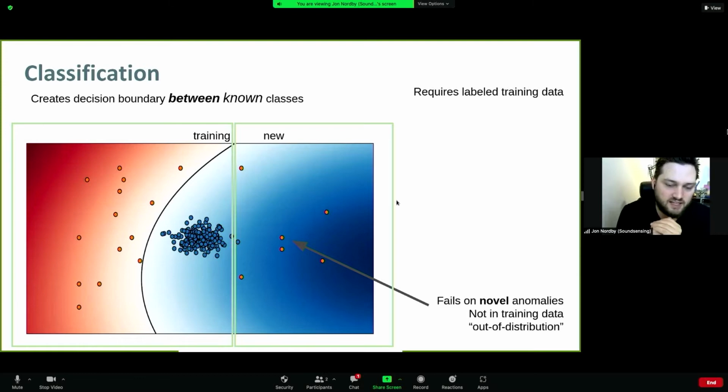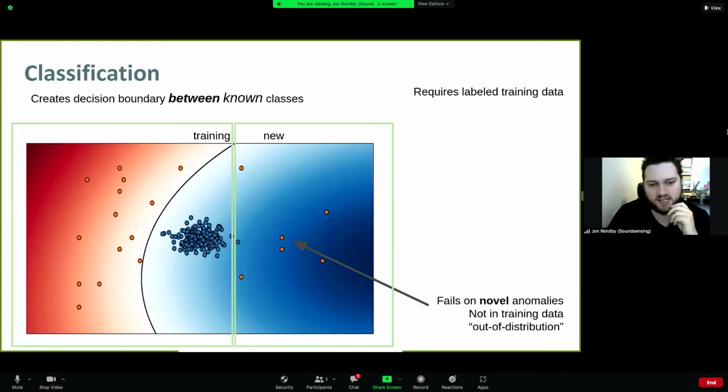So in order to understand anomaly detection, let's contrast it with classification. With classification, you typically use supervised learning, where you have labeled data. In binary classification, you have examples of normal data, or abnormal or failure data. Your classifier will create a decision boundary between these known classes and known samples. This is shown on the left, where the training examples are the blue dots in the center and the red dots on the left side.